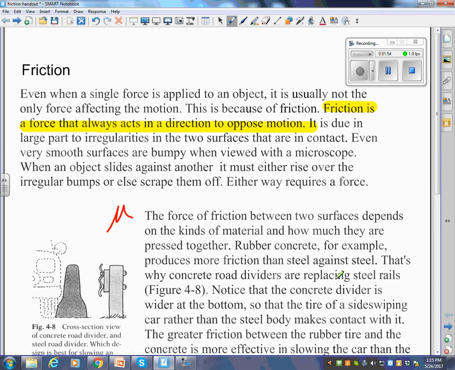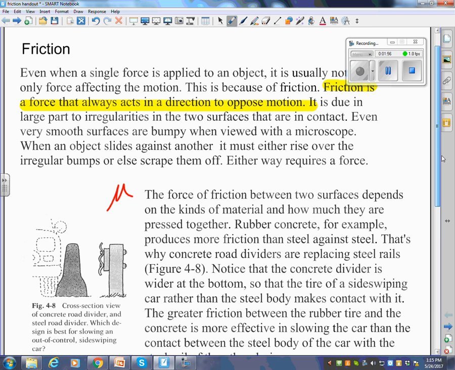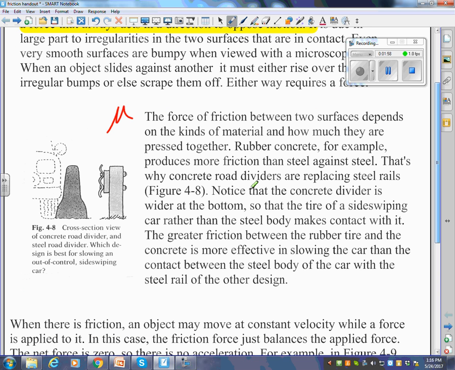The concrete divider is wider at the bottom so that the tire of a side-swiping car, rather than the steel body, makes contact with it. Why is that better? Why is it better for the rubber? Steel and steel slides. Exactly. Steel and steel just slides right along. Hardly slows you down at all. Whereas the concrete is going to slow you down.